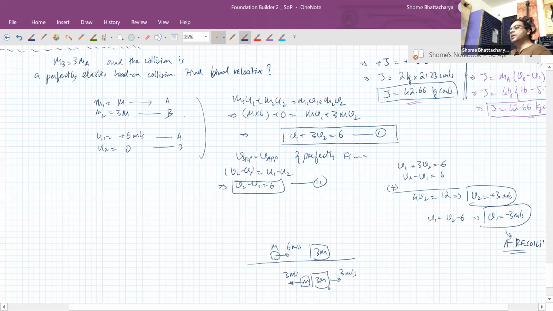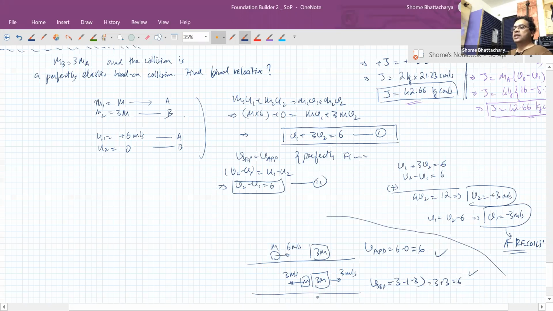So you can see that even after impact, they're separating at 3 plus 3, 6, because now they're going in opposite directions. So their relative velocity will not be 3 minus 3, it will be 3 plus 3, that's 6. Whereas before impact, the approach velocity was 6 minus 0, which is 6. And now separation velocity is 3 minus of minus 3, or 3 plus 3, that's 6. And if you check the momentum, that's also conserved, because 3m into 3 is 9m, 9m minus 3m is 6m, and the initial momentum is also 6m. So the result is completely correct, because it's satisfying momentum conservation and approach velocity equal to separation velocity.